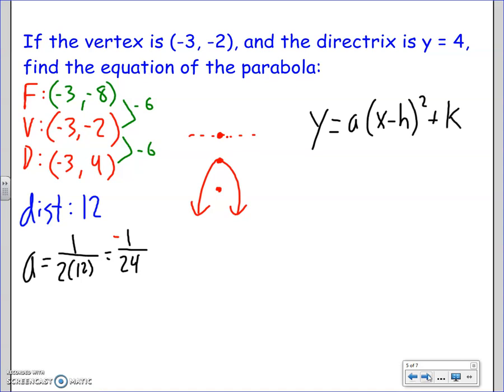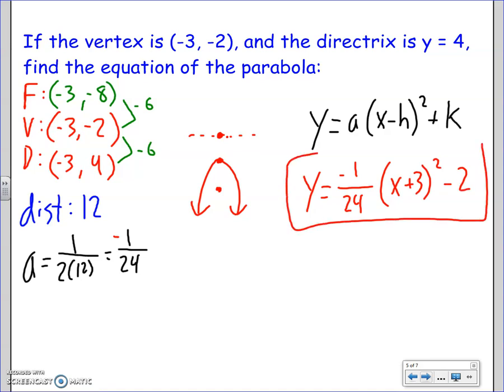So final answer, y equals A is -1/24. Again, it's usually always a fraction. X, opposite of H, -1 times -3 is +3 squared. Okay, -2. From our vertex, we're going left 3, so it should be +3 inside the parentheses.